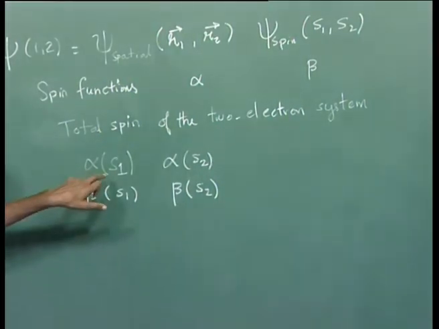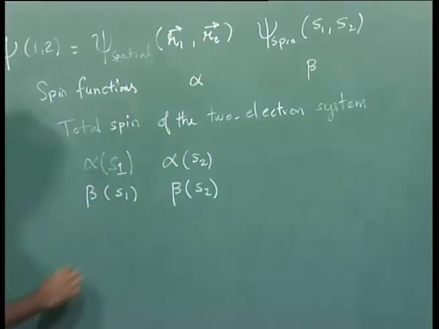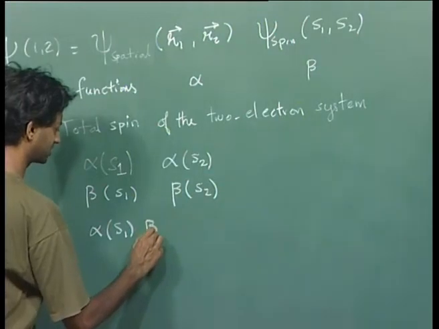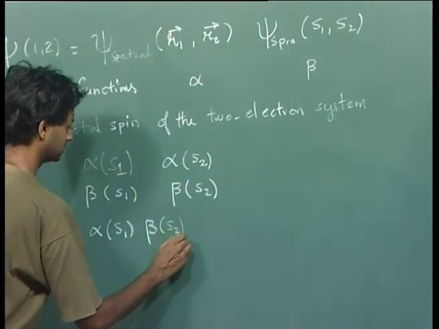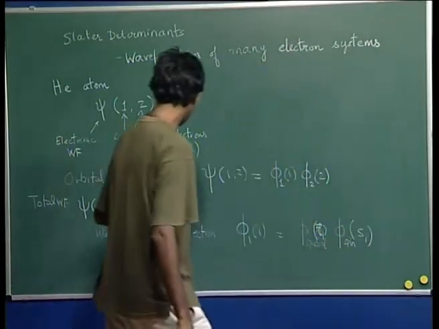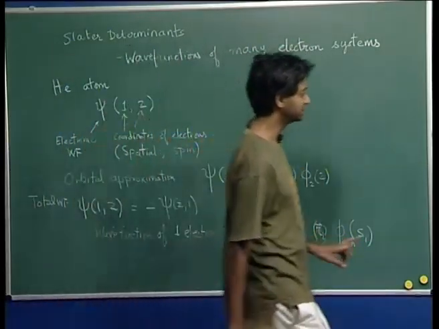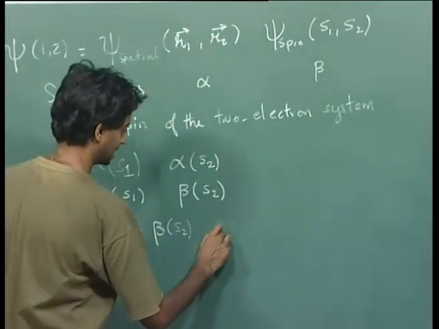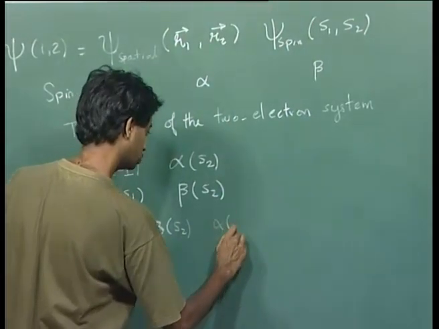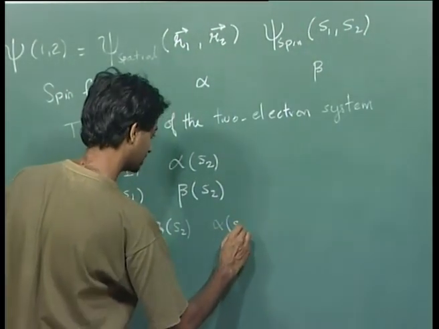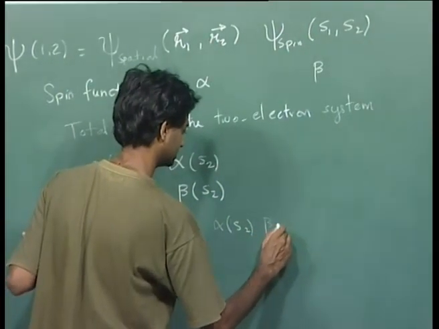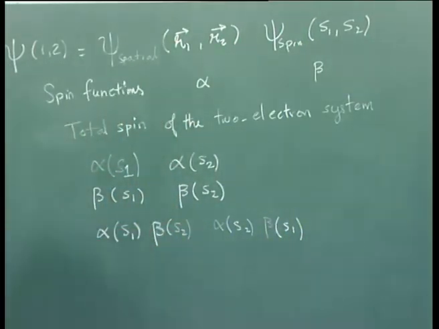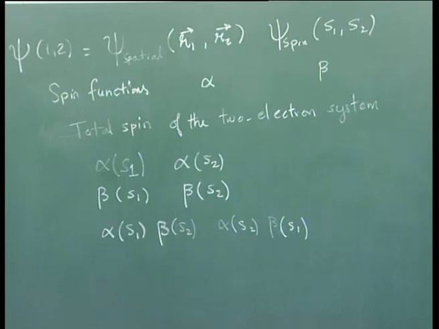Or you could have one electron in alpha and the other electron in beta. So you could have electron 1 in alpha and electron 2 in beta. Okay. But because the electrons are indistinguishable, this should be the same as electron 2 in alpha and electron 1 in beta. Okay. So these two, you cannot distinguish between them.